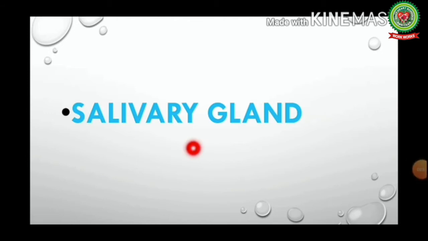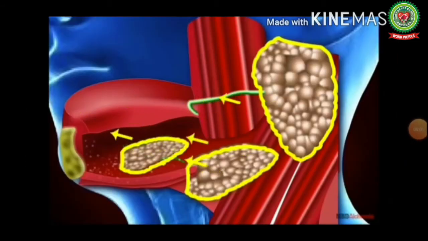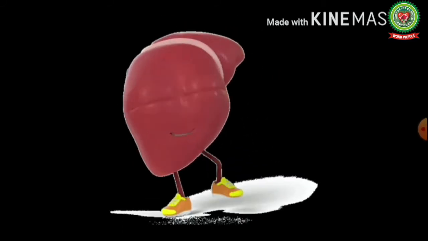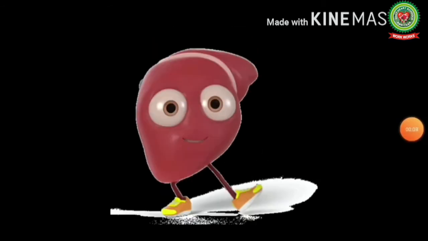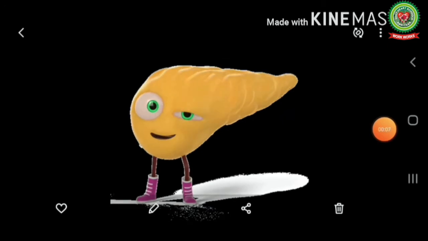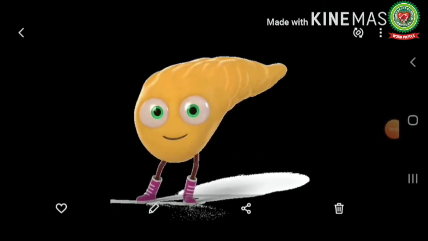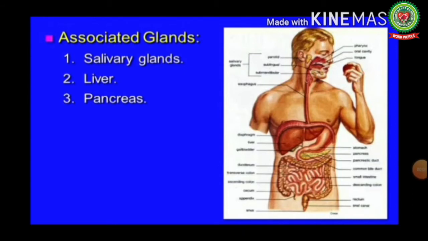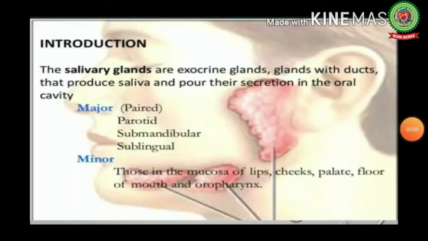First is the salivary gland. In this picture, you can see the salivary gland that secretes saliva. Second is the liver. In this picture, you can see the liver. The liver is the largest gland of the body that secretes bile juice. Third is the pancreas. In this picture, you can see the pancreas. The pancreas secretes pancreatic juice. Let's start the discussion of each gland in detail.